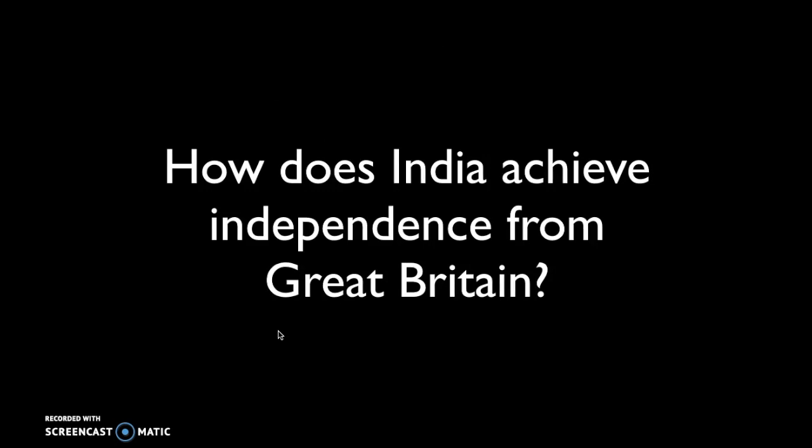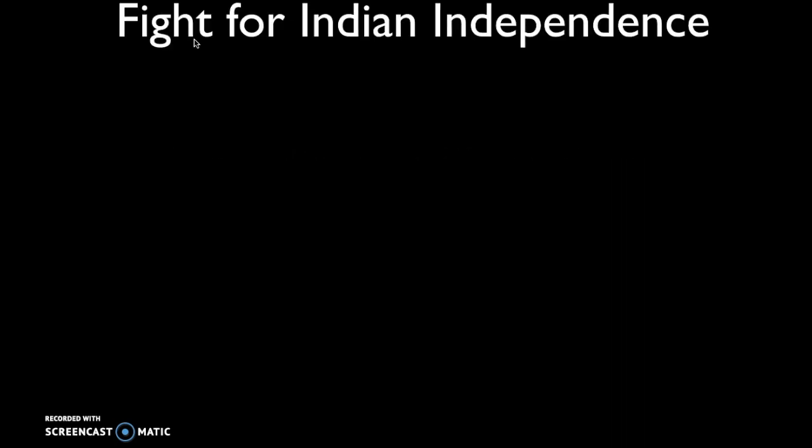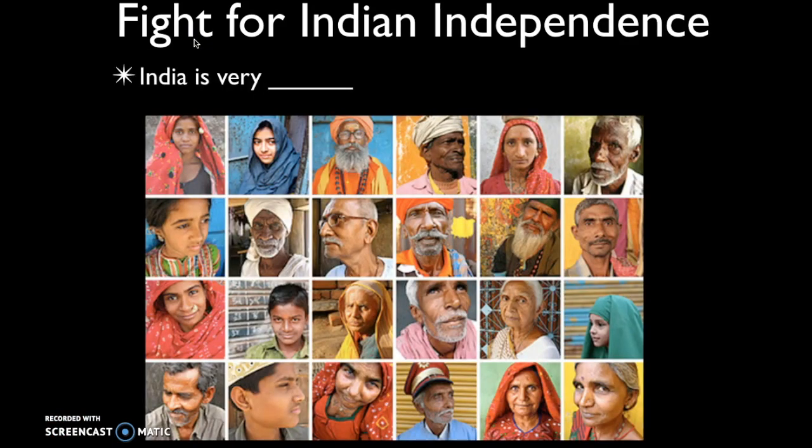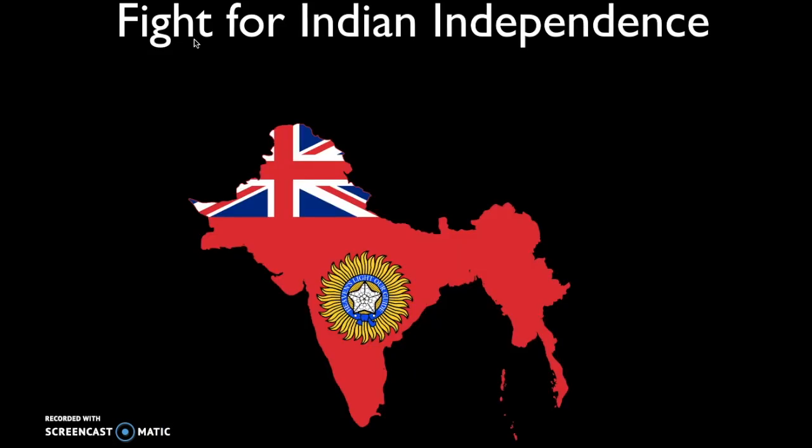So the first case study that we're going to look at when it comes to decolonization is India. How does India achieve its independence from Great Britain? First, some things we always have to keep in mind whenever we're discussing India. India is very diverse, right? Very diverse. And so there were a number of challenges that the Indians faced.